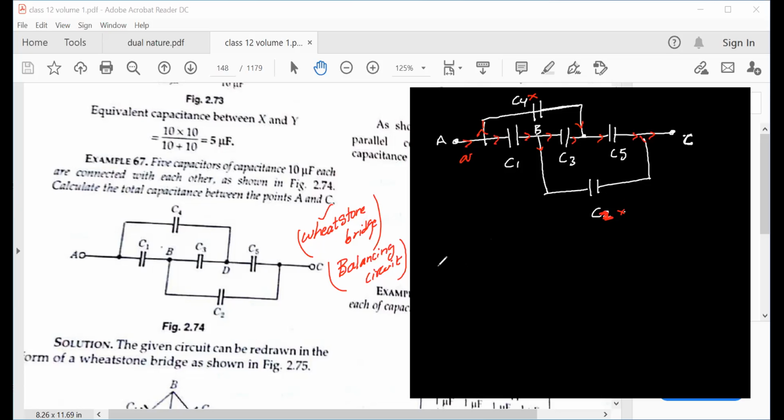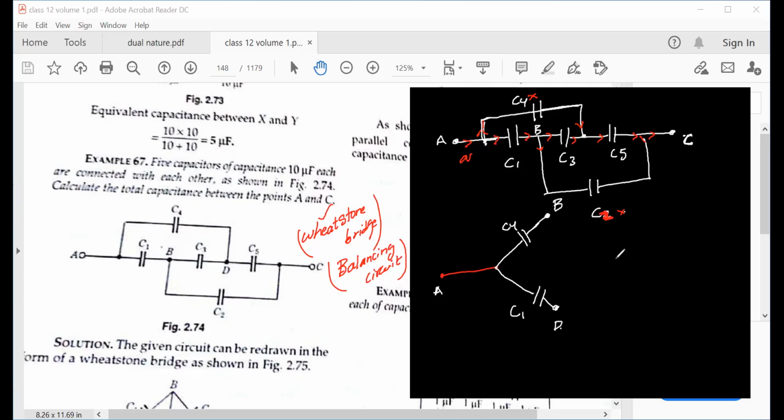For that, I'll take the points like this. Here it is your A point, and at the A point, two capacitors are dividing in parallel. Just try to understand. I'll take this one as C4 and this one as C1. Two capacitors are splitting like this, C4 and C1. I'll give some names: this point I'll call B point, and this point D point.